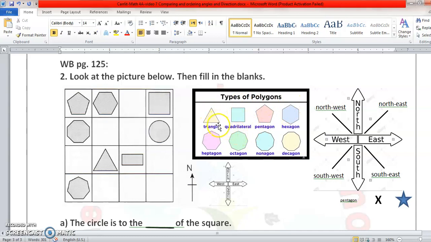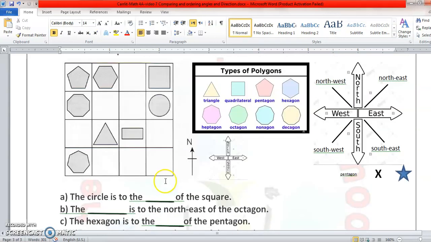We know the 3-sided polygon, we call it triangle. 4-sided, we call it quadrilateral or square or a rectangle. Pentagon, 5-sided polygon. Hexagon, 6-sided polygon. Heptagon, 7-sided. Octagon, 8 sides. Nonagon, 9-sided polygon. And decagon, 10-sided polygon. So we know from the previous question that this is north, south, east, and west. We call it northeast, northwest, southwest, and southeast.